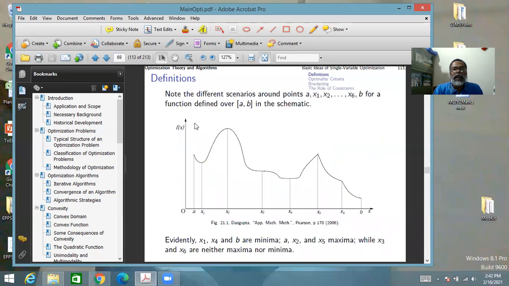Now, note the different situations around points which attract your attention here. In this schematic graph of a function f(x), these are the points which may look like they have something to show: point A, point x1, x2, x3, x4, x5, x6, B. A and B are the endpoints of the domain.